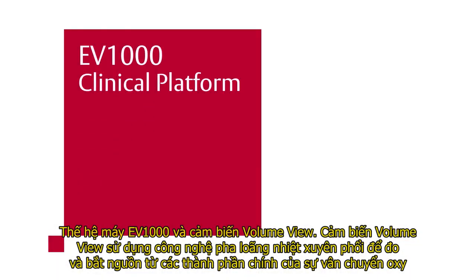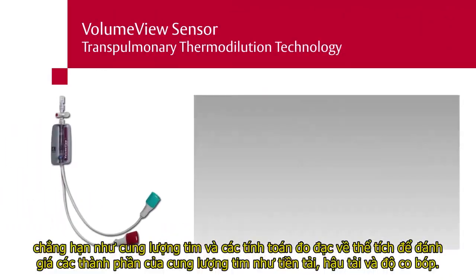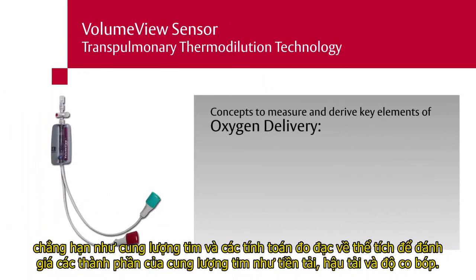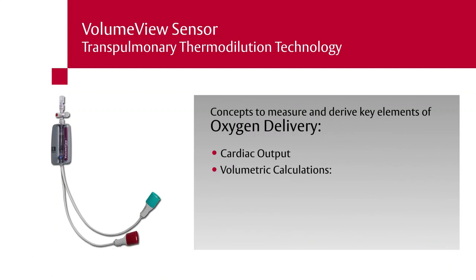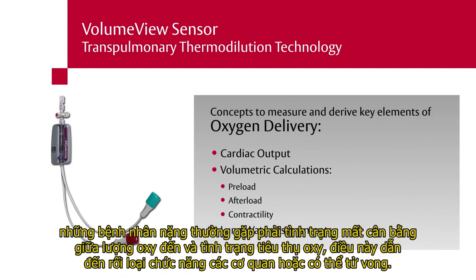EV1000 Clinical Platform and the VolumeView sensor. The VolumeView sensor uses Transpulmonary Thermodilution technology to measure and derive key elements of oxygen delivery, such as cardiac output and volumetric calculations, to assess components of cardiac output such as preload, afterload, and contractility. In addition, lung water assessments are available that can assist the clinician in understanding lung water's impact on oxygenation.